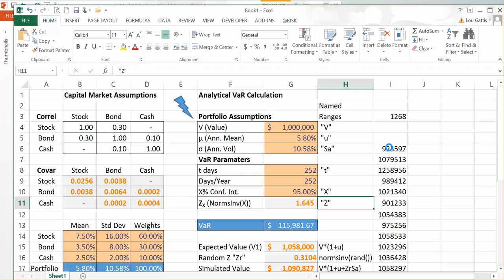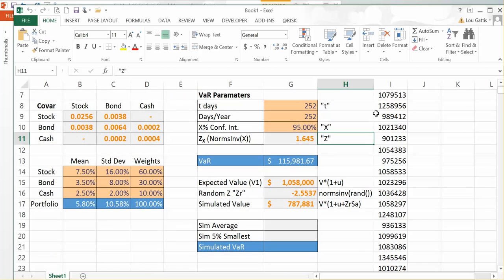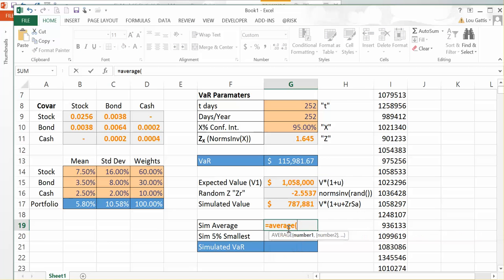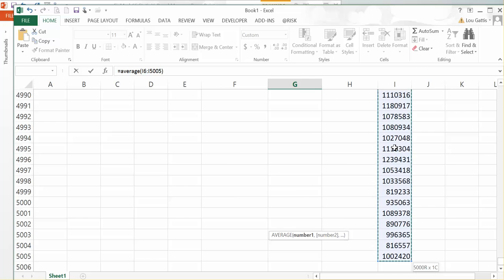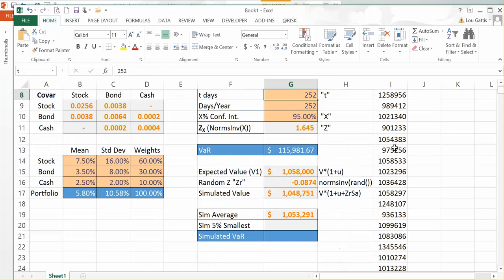When that's done, I'm going to have 5,000 simulated portfolio values, assuming the asset returns are normally distributed with a mean of 5.8 and a standard deviation of 10.58. So these are my 5,000 portfolio values. If I take the average of that column, I get 1,053. If I did enough of these calculations, it should turn out to be 1,058. I guess 5,000 is not enough to get the precise value.